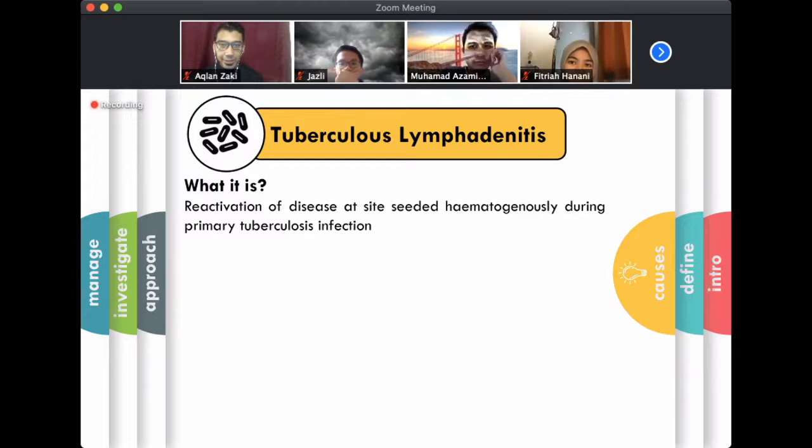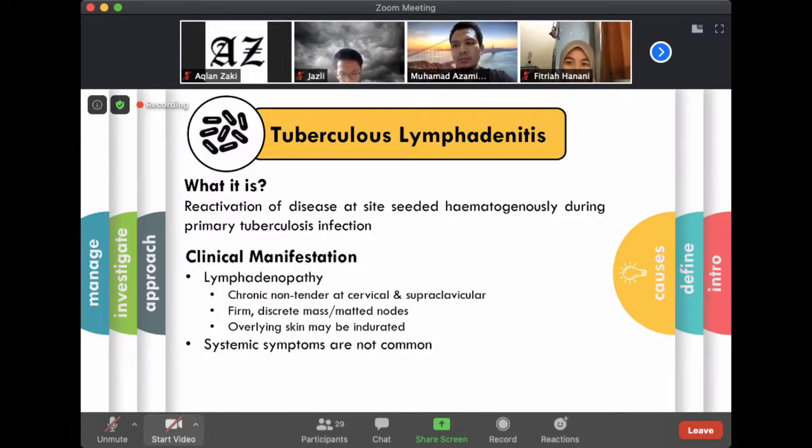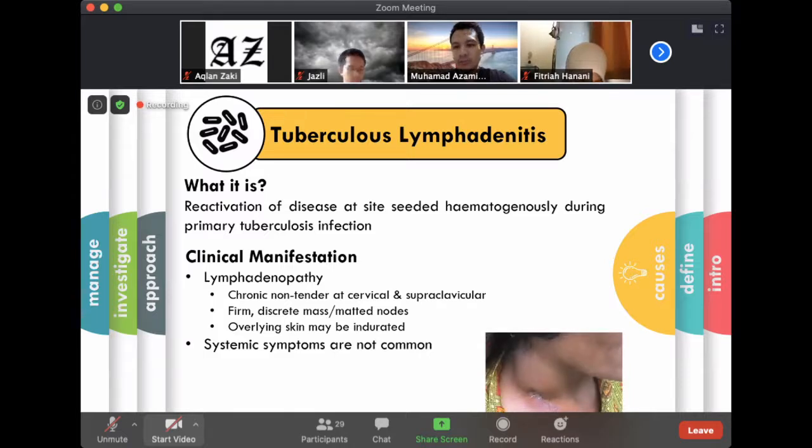The first one is TB lymphadenitis. Basically, TB lymphadenitis is the reactivation of TB that was seeded hematogenously during primary TB infection. Usually the cervical and supraclavicular nodes are affected, presenting with a chronic non-tender firm mass at the neck area. The overlying skin may also be indurated, just like in this picture. However, systemic symptoms are not as common as in primary TB.